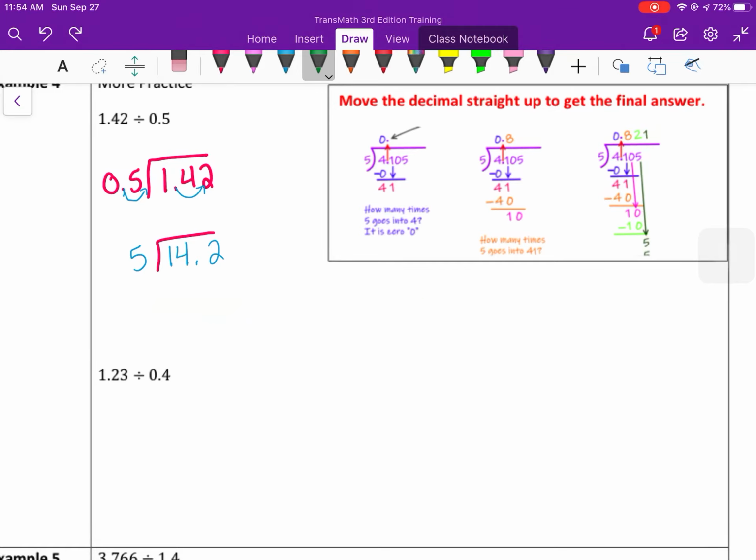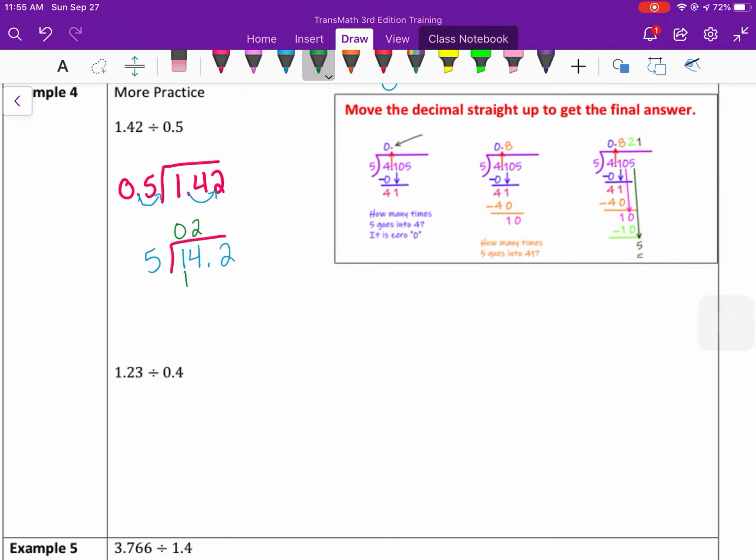Then starting, does 5 fit into 1 here? No, so 5 does not fit into 1, so 0 times. Then how many times does 5 fit into 14? 5, 10, 15, so 5 fits into 14 2 times. 5 times 2 is 10, so we're going to subtract.